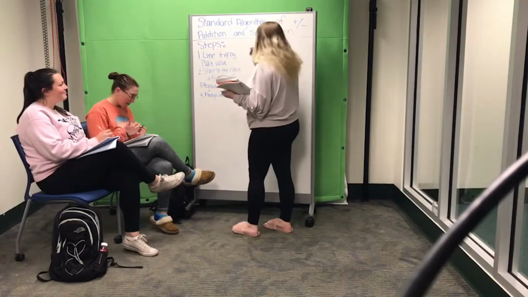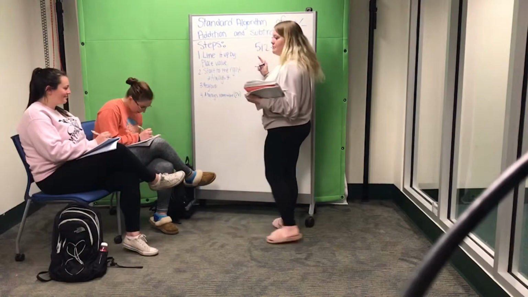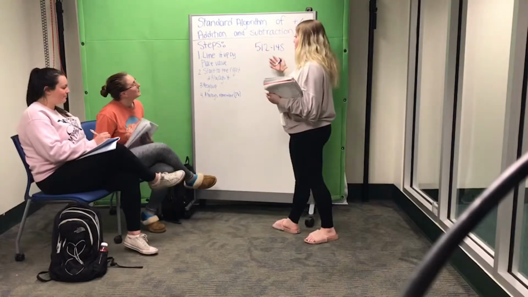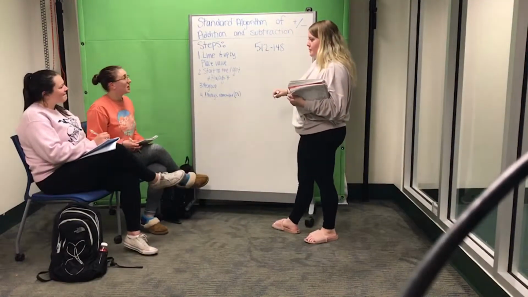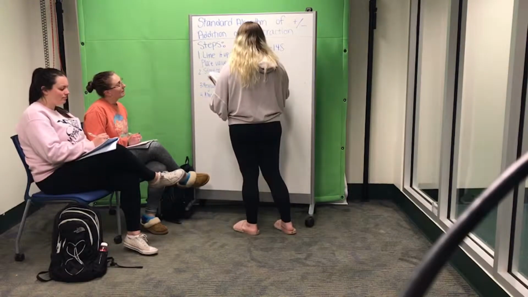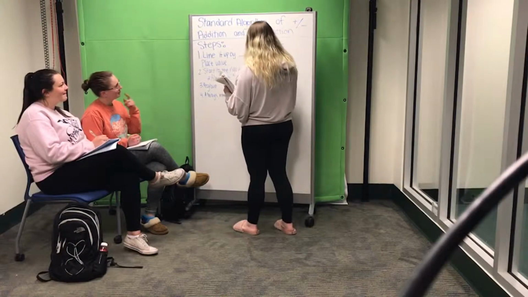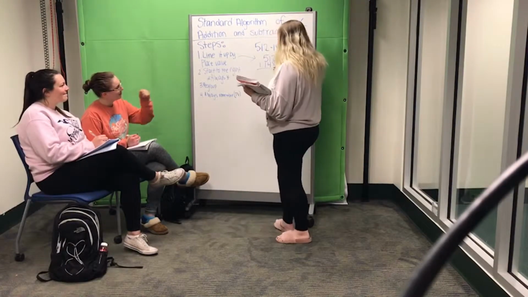So that means if I have 512 minus 148, is this lined up by place value? No. So how would I line this up by place value? You'd line it up vertically. Correct. So I would do 512 minus 148. That is step number 1, lined up by place value, and so it's neat.